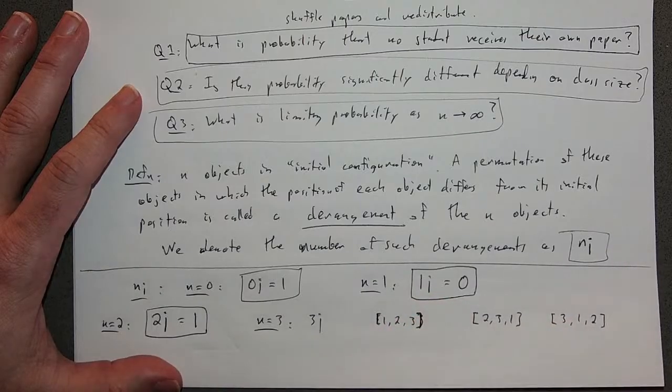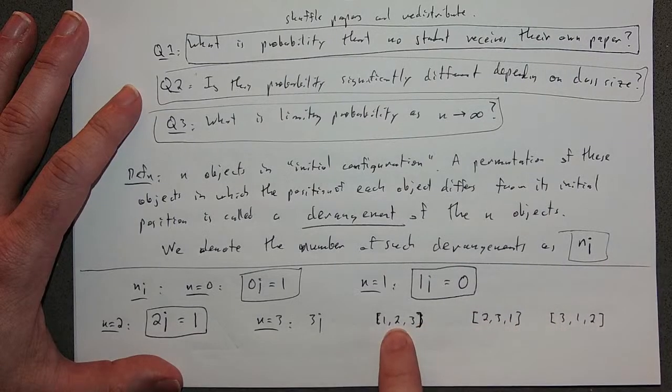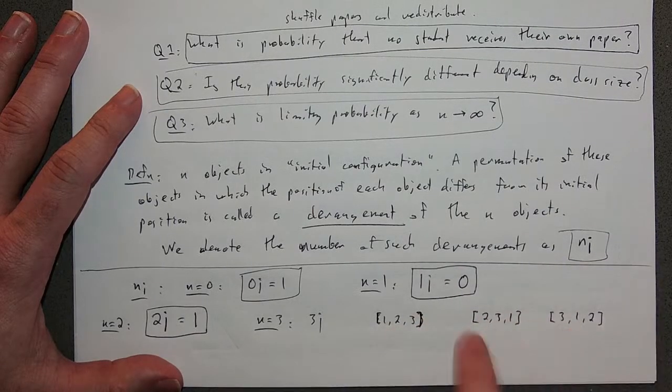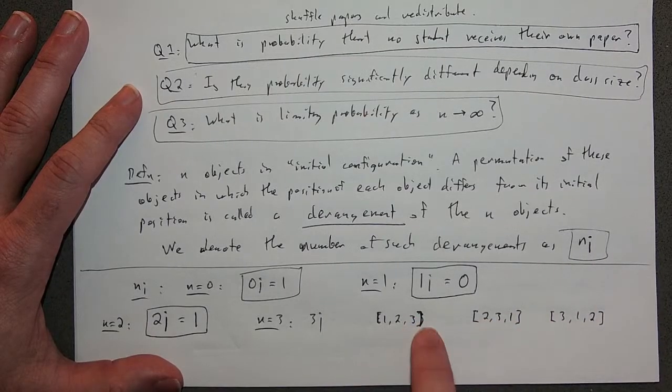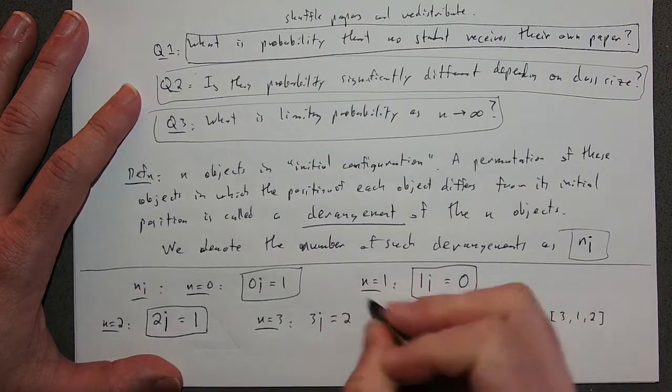Any of the swaps is not going to work because I can't fix anything here in a derangement. So this is the initial position. I get these two derangements and nothing else, right? Try anything else here. It's going to fix something. So this is actually 2.